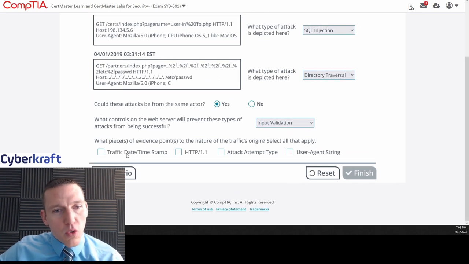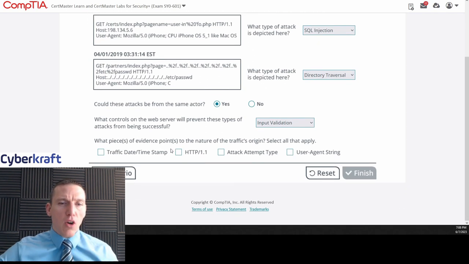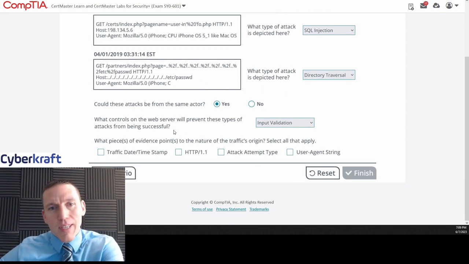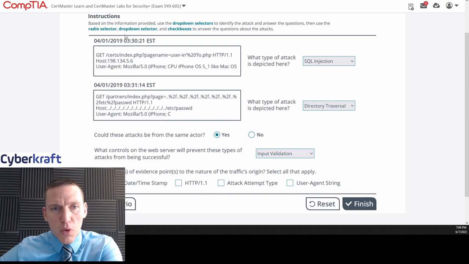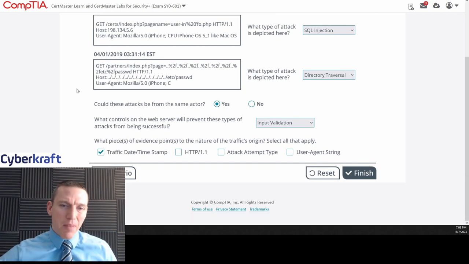I'm not sure. Traffic date and timestamp. You can make the argument that that does or doesn't, depending on how specific you want to be. I'm going to go ahead and say that it does because these attacks both occurred at about the same time. That shows that we could probably assume that these are made by the same person. But at the same time, that doesn't really tell us who did the attack. So that's a strange one.